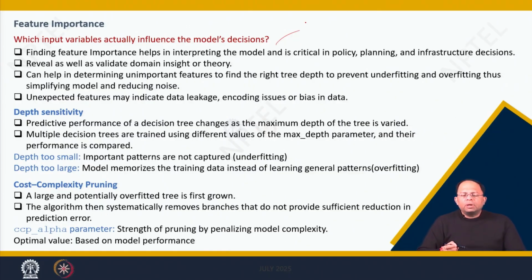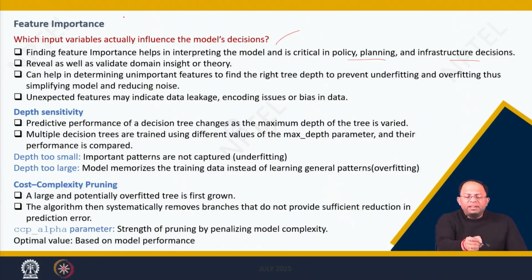So feature importance helps us in interpreting the model, and we can determine which policy, planning and infrastructure decisions can actually change my choice. Which things I need to improve, which things I need to change, so that will impact my choice. So that's why finding the important features is very, very important. Prediction is one part of the task. When I'm developing a model, one job is to make the right predictions. The other job is to find out which parameters or features play a more dominant role in my choice. So that is why we have to determine feature importance.